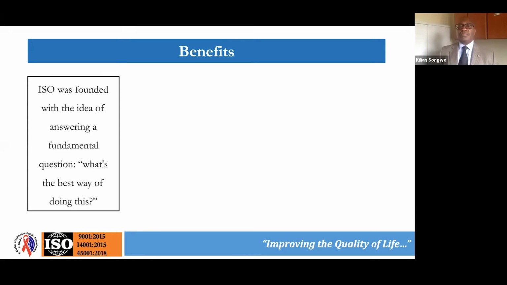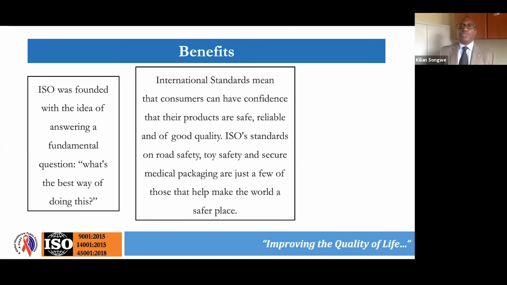And so when you get a couple of experts in the field with expert knowledge and they come together, they can actually discuss the best way of doing this, and they come up with a standard which can now be used. The international standards mean that customers can have confidence that their products are safe, reliable, and of good quality. That's the benefit of having a standards organization, and that's the benefit of having the standards out there. So you have the ISO standards on road safety, toy safety, that's a really big thing, toy safety, secure medical packaging. These are just a few of the important things that the ISO standards do for the general public.